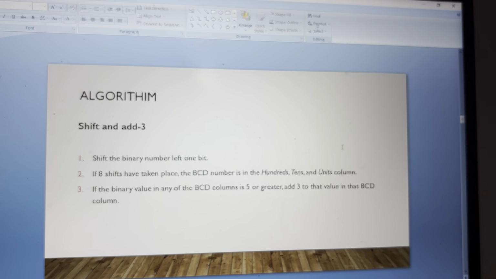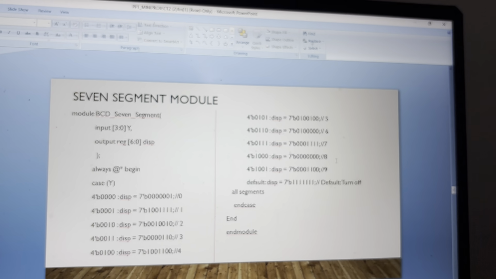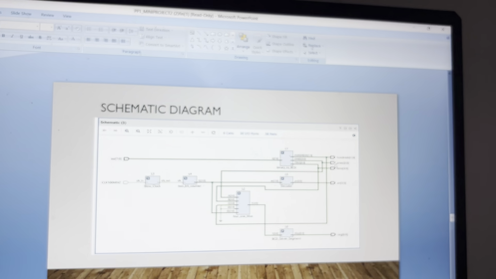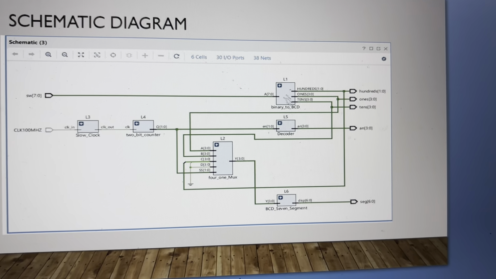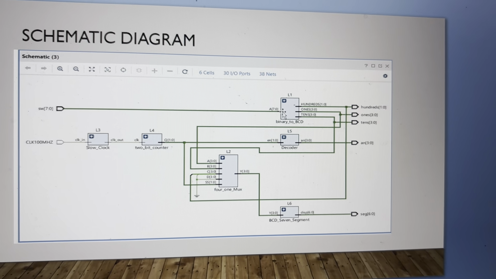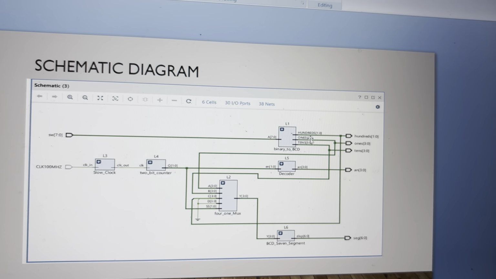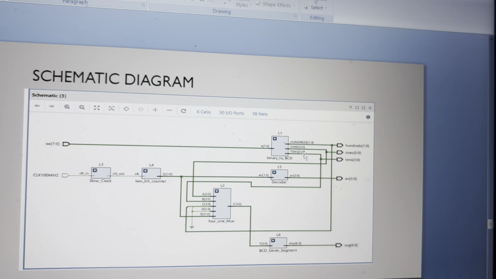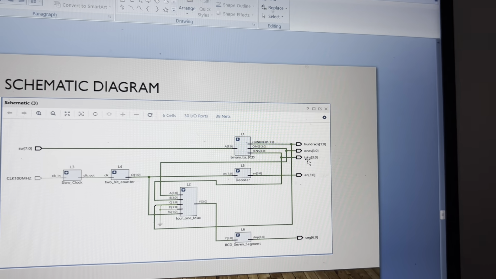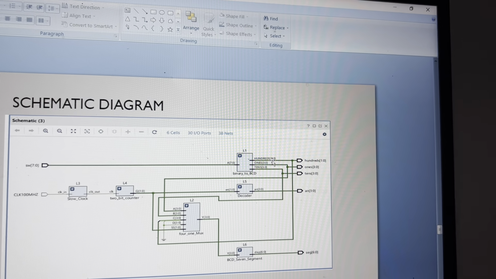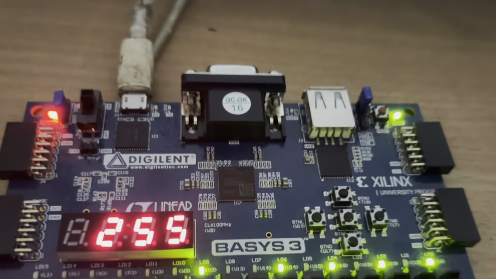Now let us see how we have displayed the BCD output through our LED lights. Let us see this schematic diagram. This is our binary to BCD module. The output of this will be ones, tens, and hundreds, and these outputs are getting connected to the LED lights. So this BCD output will be displayed through our LED lights, as you can see here on this board.